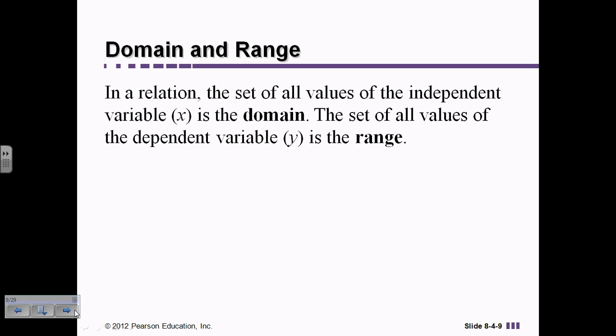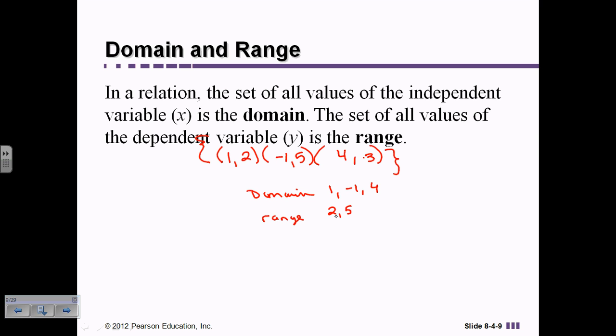So let's say, for example, I had a set of ordered pairs: 1, 2, negative 1, 5, and 4, 3. This is just a relation, and it happens to be a function also. The domain is all the x values, so the domain would be 1, negative 1, and 4. And the range is all the y values, so the range is 2, 5, and 3.